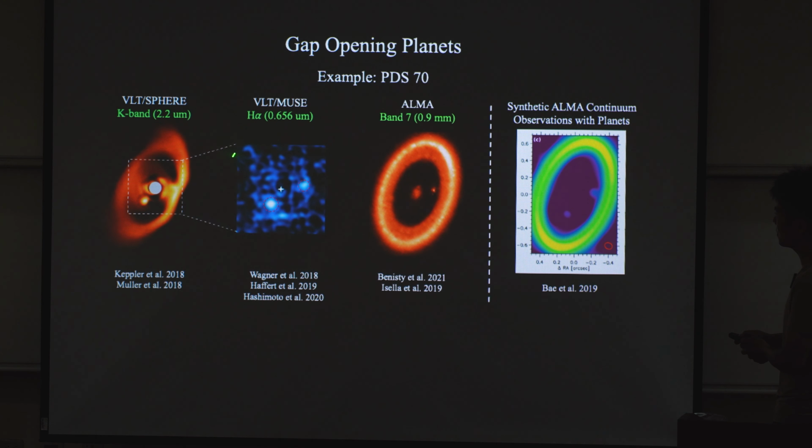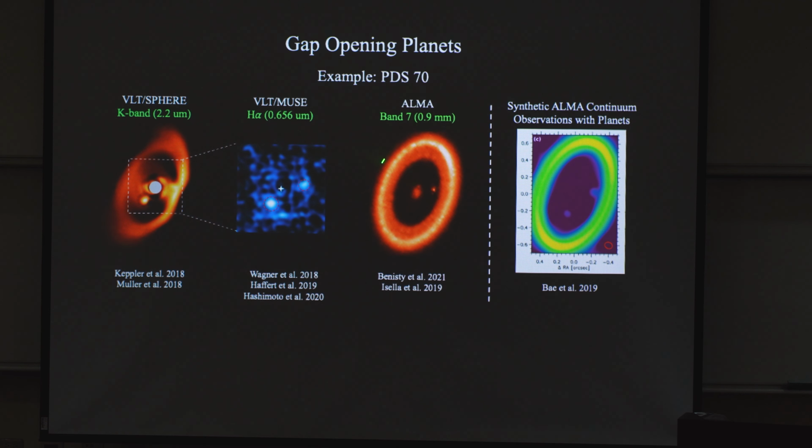This middle panel shows a zoom in of the gap region at the wavelengths of H alpha, so optical wavelengths. Two point sources were detected inside the gap. This one coincided with the planet PDS-70b, and this one was a new detection at the time. And the interpretation is these two point sources represent accreting planets. When planets accrete, they can also produce H alpha emission, just like stars. At least that's what we think.